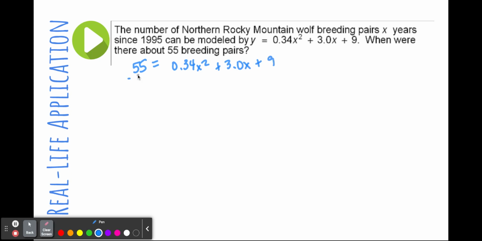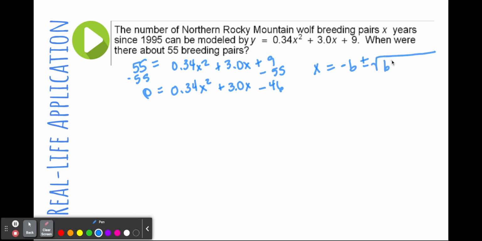So we're going to go ahead and subtract 55 from both sides. And we'll get 0 is equal to 34 hundredths x squared plus 3x minus 46. We're going to go ahead and use the quadratic formula to find x. Okay, it's going to be negative b plus or minus the square root of b squared minus 4ac all over 2a. And we're going to plug in our values for a, b, and c.